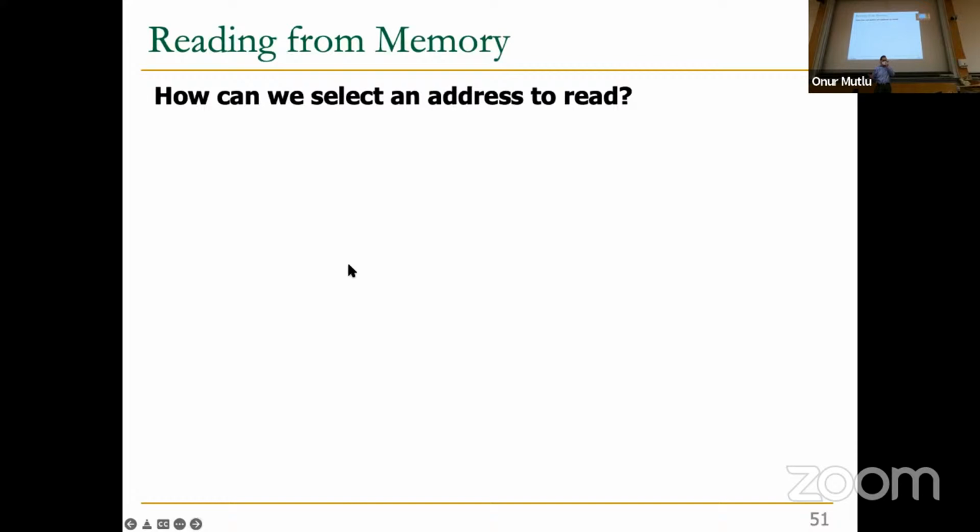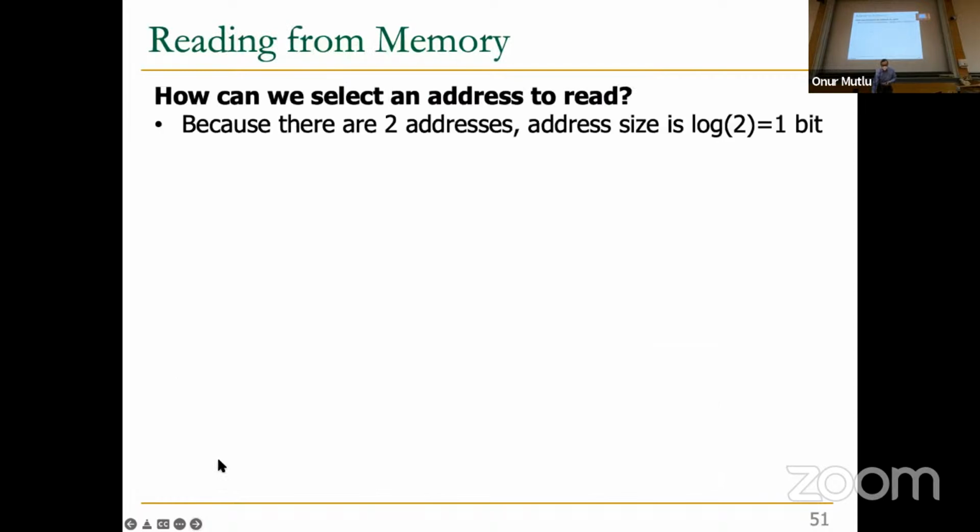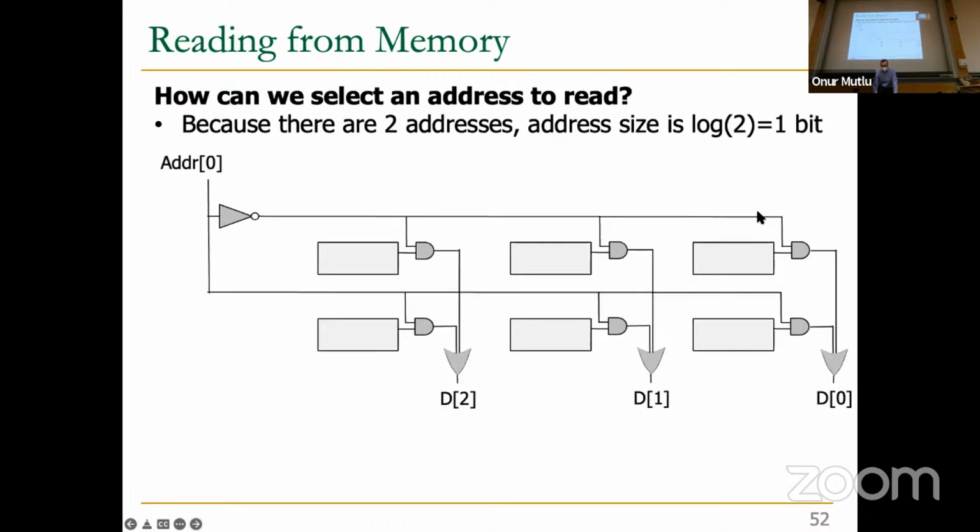The question is, how do you enable the top locations, the top 3 bits, or the bottom 3 bits? The top part is basically specified with address 0, the bottom part is specified with address 1. Because there are 2 addresses, as I said, address size is log base 2 of 2, which is 1 bit. Now these are the locations that I'm putting, and this is our basic memory that enables us to read. So what have I done here? This is the address bit. There's only 1 bit. And you read the top location if this address bit is 0. If this address bit is 1, you read the bottom location.